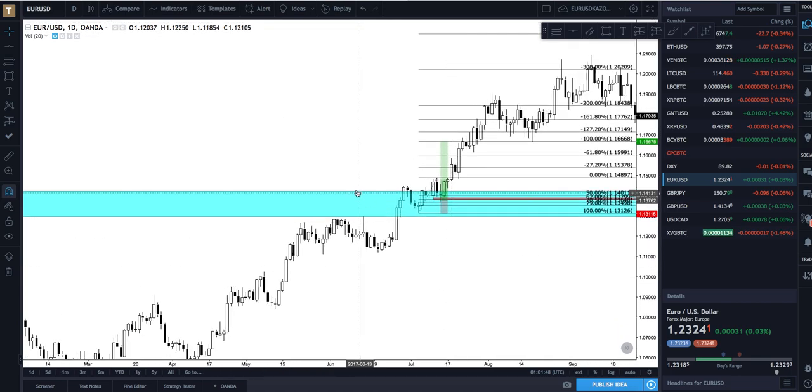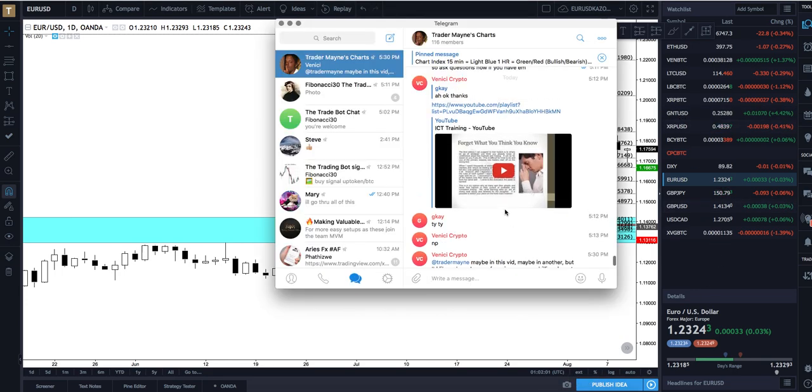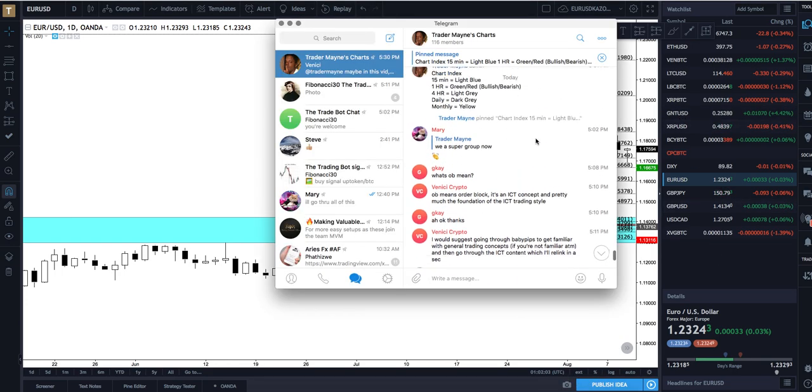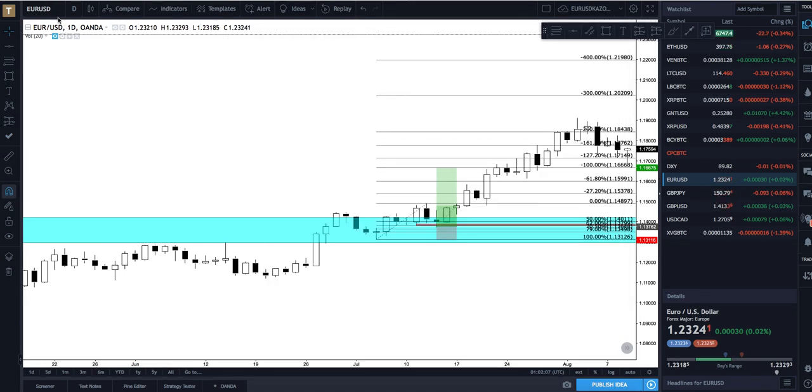So that's how you would use it in Forex. Hopefully that made sense. You have the larger time frame block, go down to a smaller time frame, and then you get your entry. We'll do the Euro or BTC, and then I gotta go.